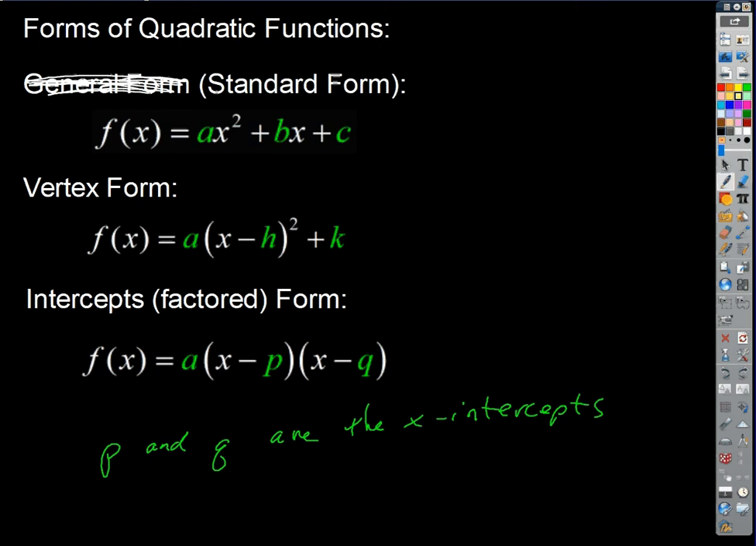and then the other thing we want to do is specifically focus on this new one, and we want to be able to graph from intercepts form. It's really easy to do. Okay, we'll talk about that when we get there.